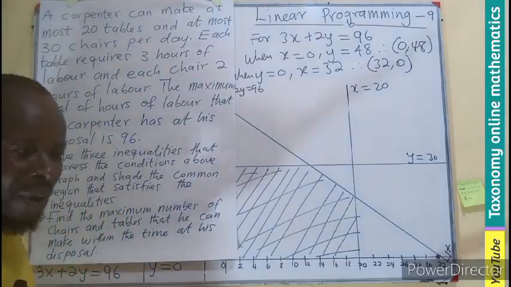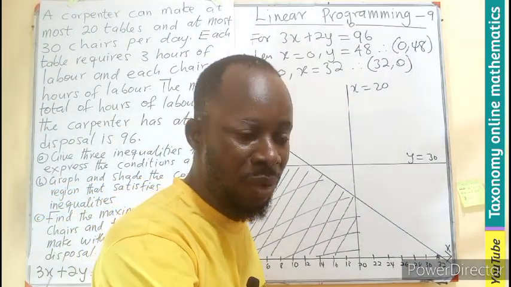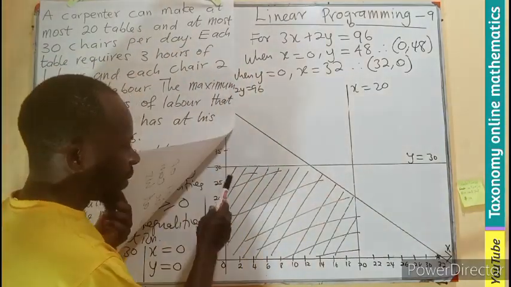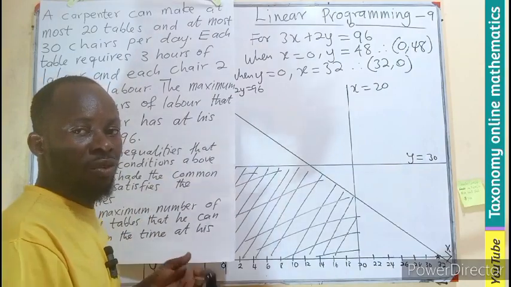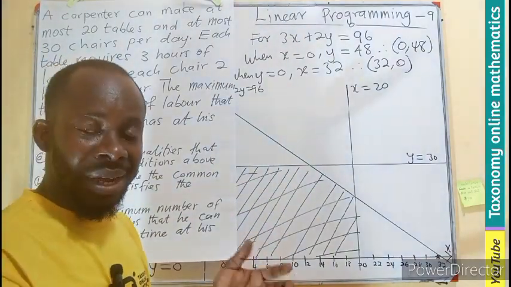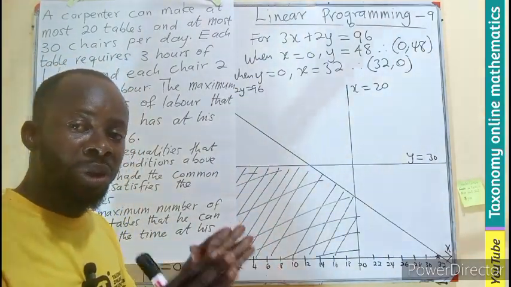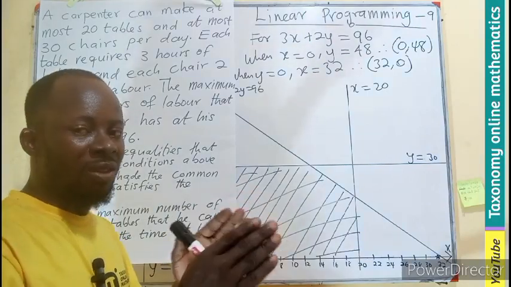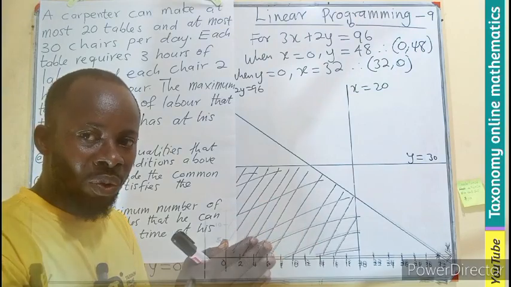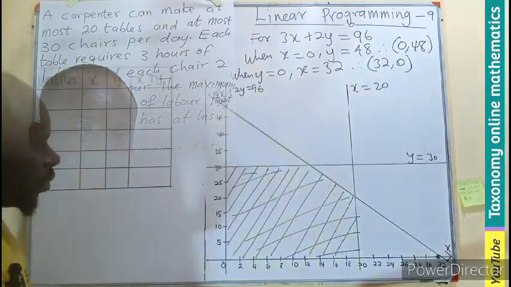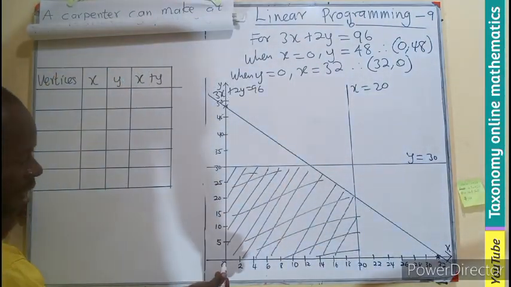If you can remember from our previous lesson how we find the maximum, we locate the vertices of the polygon drawn from the graph and slot them into a given equation. Here we're not given any equation, so we slot them into x plus y. It's a maximum. If I add x plus y, the maximum value is what you're looking for. So let's pick the vertices. Let's start from the origin.